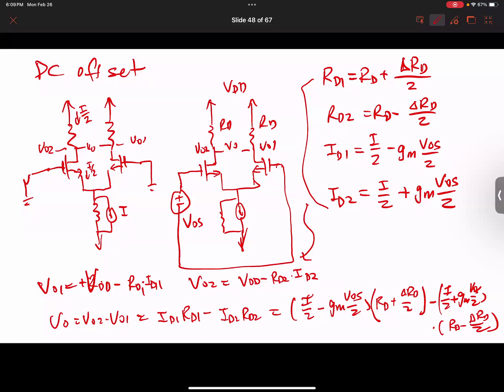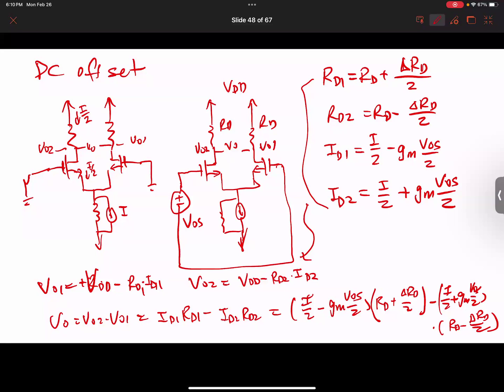So the difference between VO2 and VO1 is VO, which is this one, which is this minus this. VDD cancels, so we got this positive minus this one negative. And we plug in RD1, RD1, RD2, RD2, we got this equation over here. Now this equation is the voltage between the two drains.